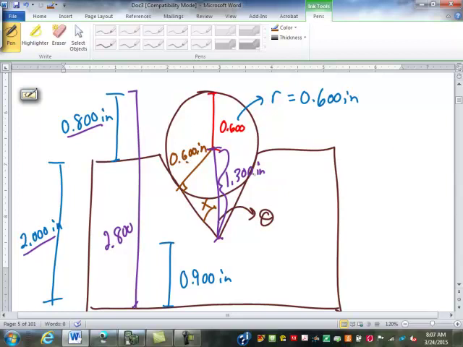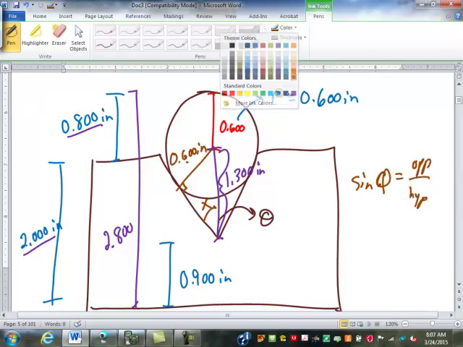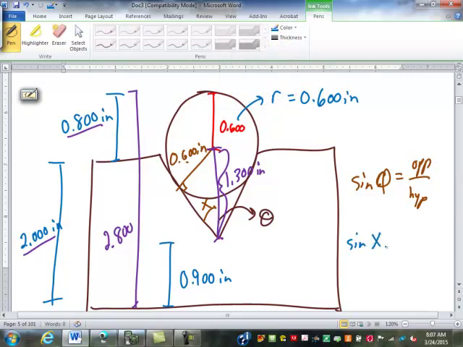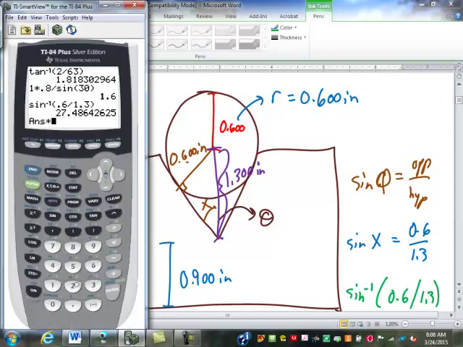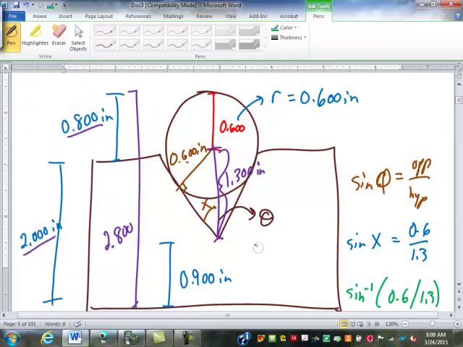We have the opposite and the hypotenuse, which is sine. So I'm going to fill in. I don't know the angle. What I'm looking for I'll call X. I have 0.6 over 1.3. So I'm going to do an inverse sine of 0.6 divided by 1.3. Second sine, 0.6 divided by 1.3. 27.49. And now, of course, that's half of our angle, so we have to times 2. So 54.97 degrees.